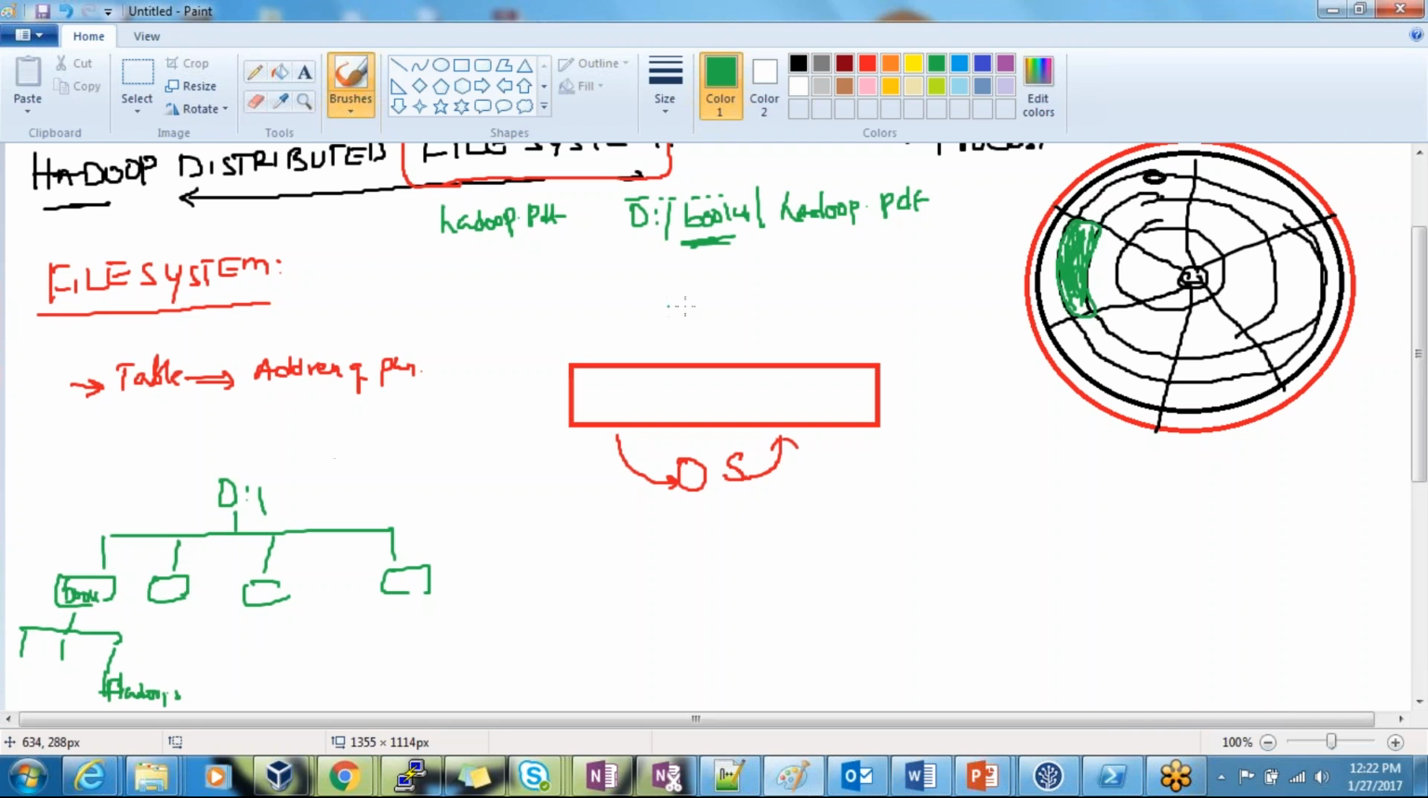Now, when you store this file into HDFS, or when you store this file into your local file system, why am I calling this a local file system? Because it's local to this operating system. I'm logged into the same machine, I'm accessing that machine, right? This file system is local to your operating system.